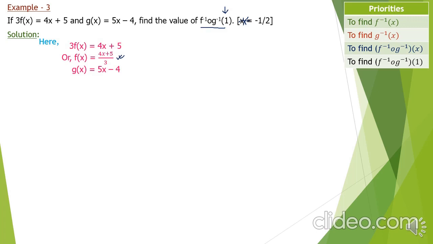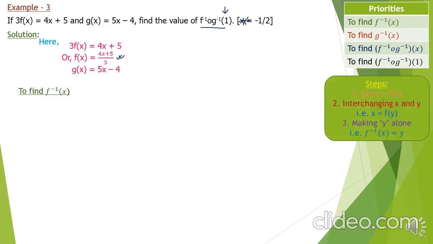Our priorities are, priority means what we are going to do step by step. First we are going to find F inverse, then we are going to find G inverse, then we are going to do the composition, then we are going to input x is equal to 1 at last. To find F inverse x, quickly you can find the F inverse because you can see these steps. Let's move quickly because the inverse part you can easily do.